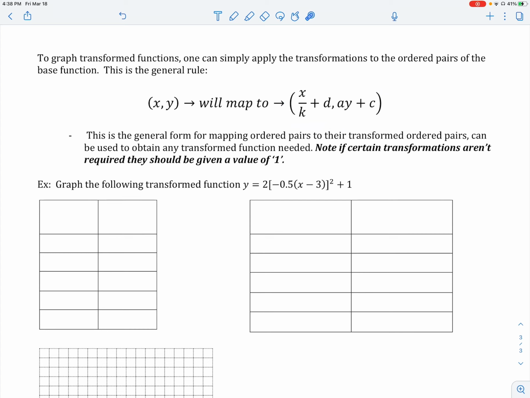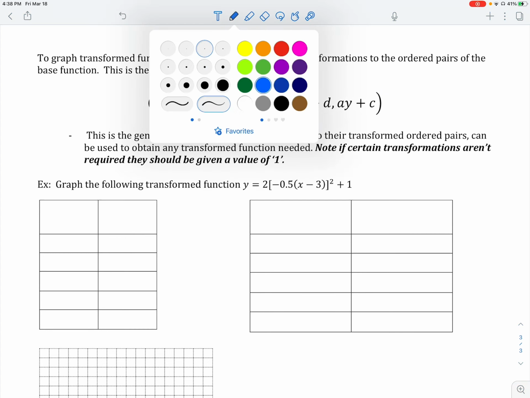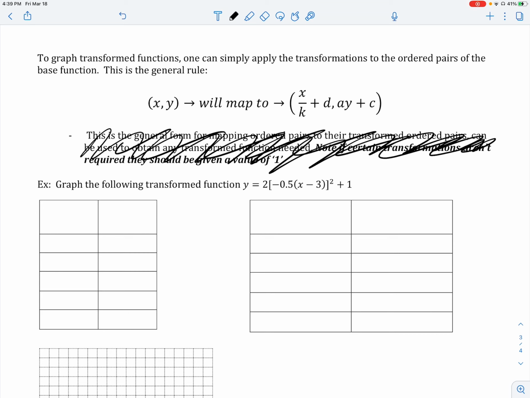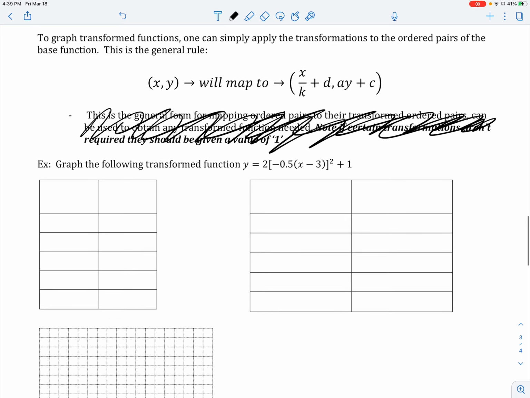Okay, we're going to do this for one example. Let's just scratch this part out right here. Don't worry about this. I'll probably have it deleted when you actually print out your document.